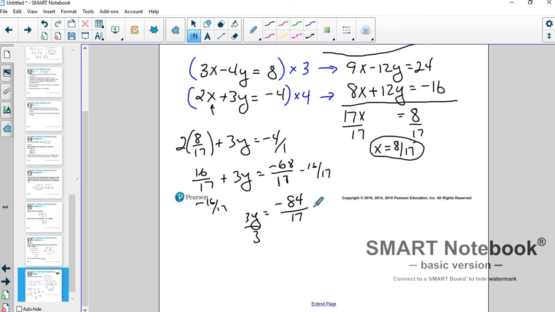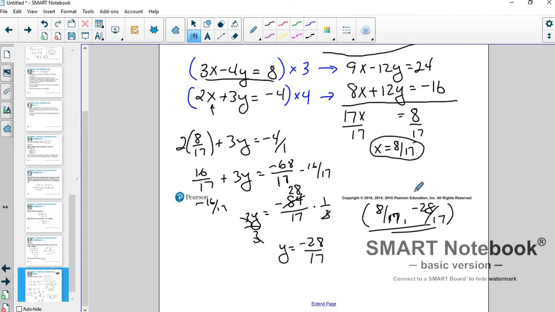Divide by 3. Dividing by 3 is the same thing as multiplying by the reciprocal. And 3 goes into 84 28 times. And so I get y equals negative 28 over 17. So my answer is 8/17, negative 28/17. And I don't particularly want to have to check that because it's not a lot of fun plugging that back in, but you could check it in this equation if you needed to.